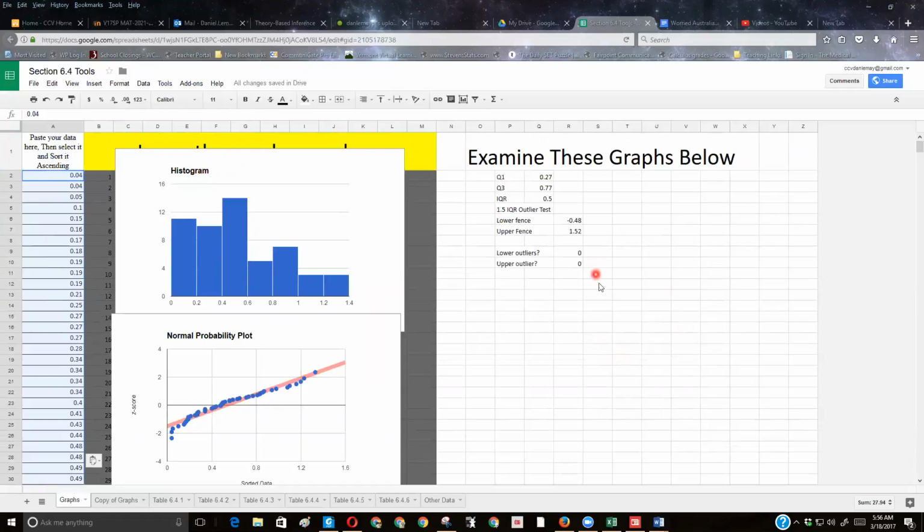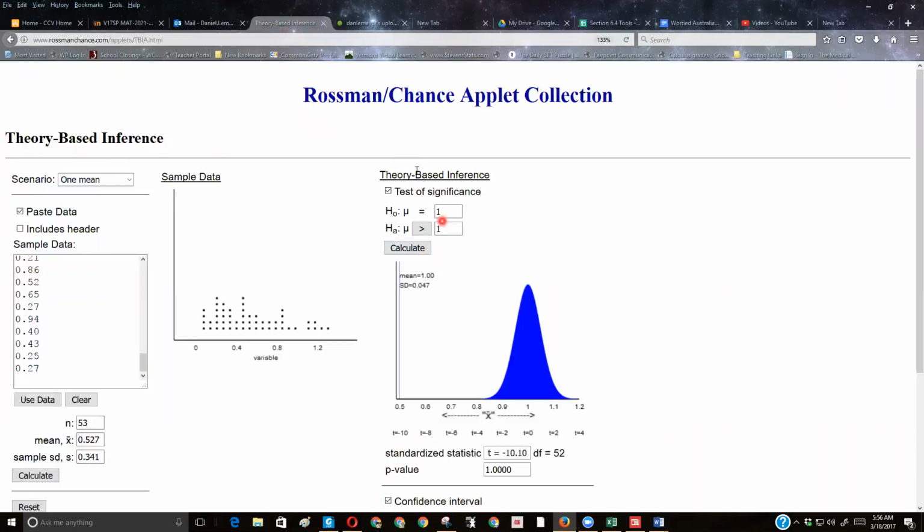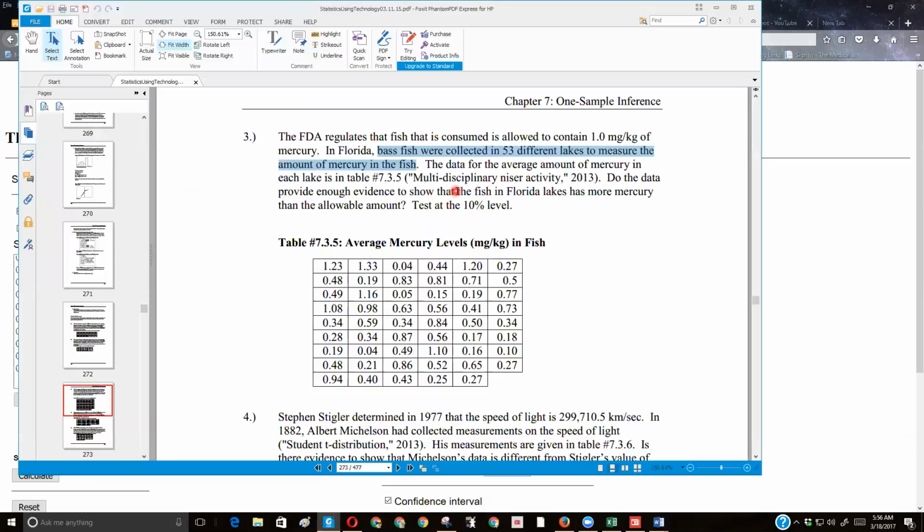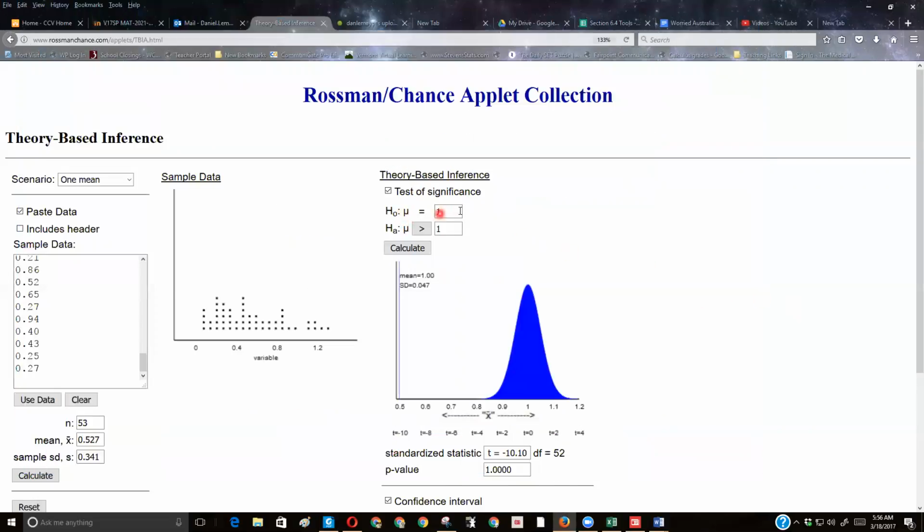So what I did is I went out to the Rossman Chance applet, because you probably know that I like that applet. And if we look back at the textbook, it says the allowable amount is 1 milligram of mercury per kilogram of fish. Is that what it is? So H0 would be that the mercury is within acceptable levels, and any variation is just due to sampling error.